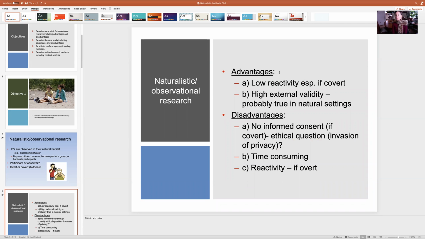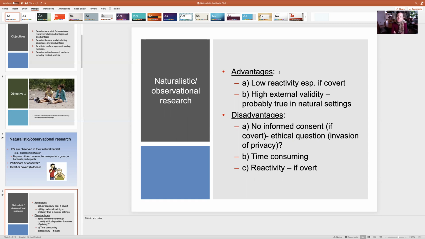One of the advantages of using naturalistic observation to record behavior is that you do get low reactivity, in the sense that students are not reacting to being watched, as long as you're doing covert observation, meaning that your observation is hidden. They don't know that you're observing them. It will have high external validity, meaning that it is true in natural settings, because you're looking at people in natural settings and they're going to behave as they normally would. Whereas if you took them into a laboratory and had them behave, they're going to behave less naturally.